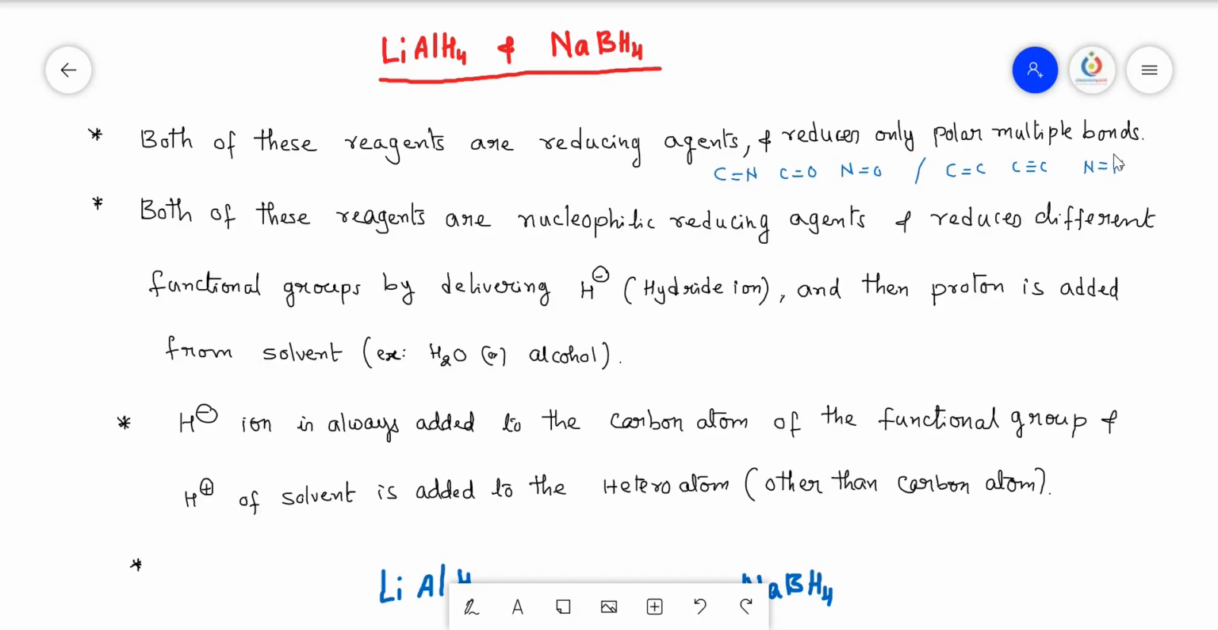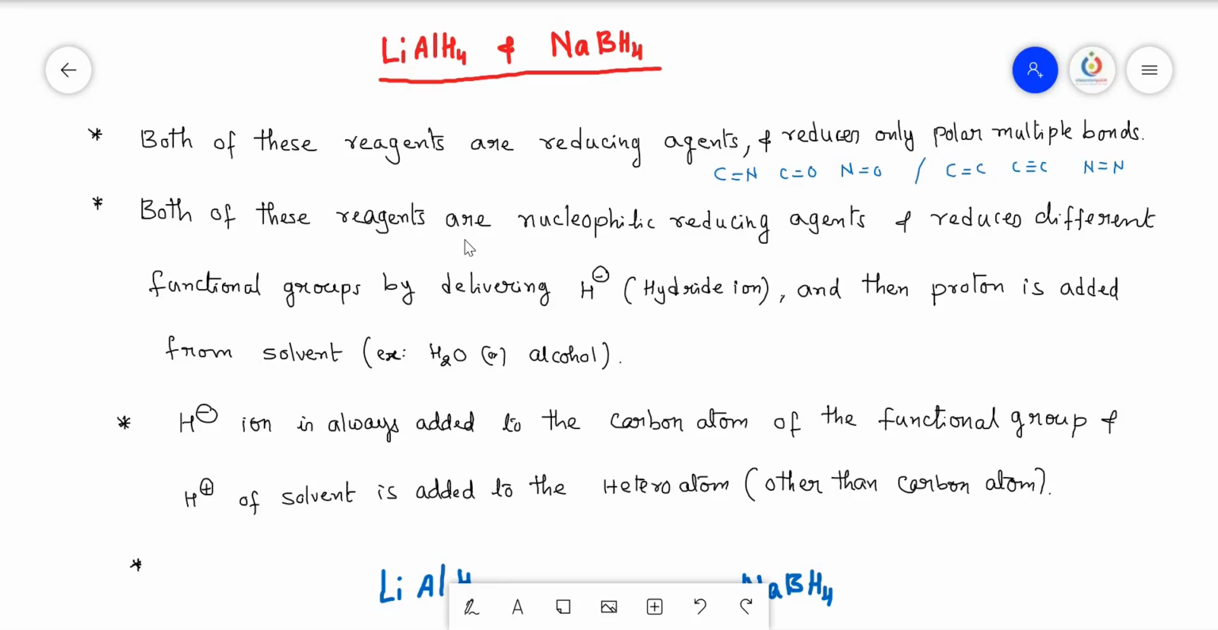They reduce only polar multiple bonds. Polar multiple bonds means C=N, C≡N, C=O, N=O. So this type of bonds are usually reduced by these reducing agents, and they do not affect the non-polar double bonds like C=C, C≡C, N=N.